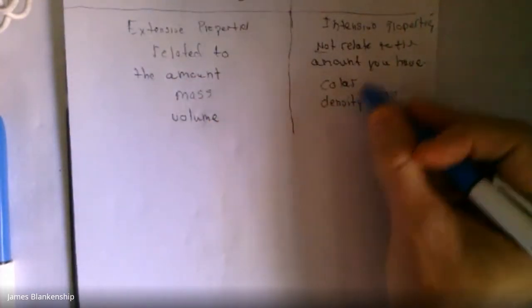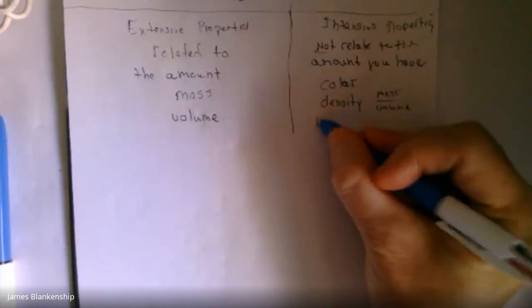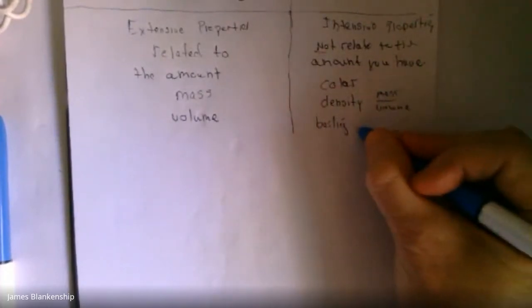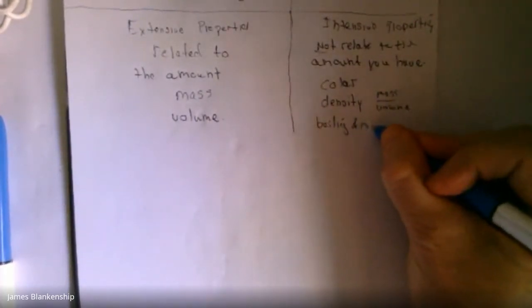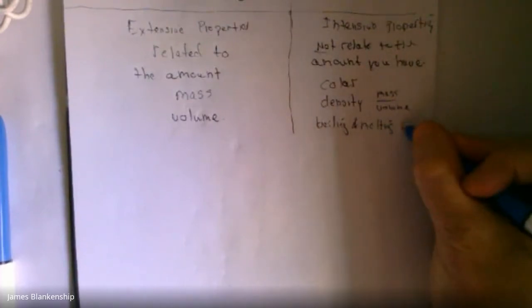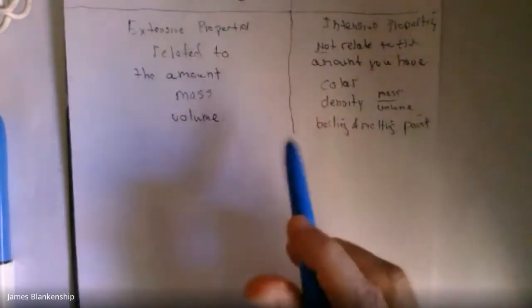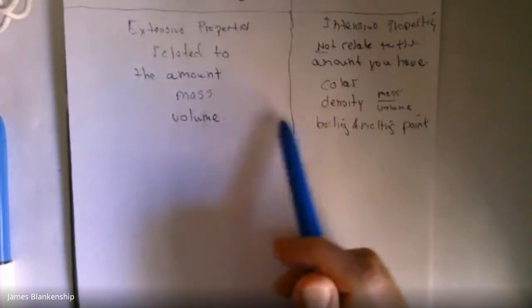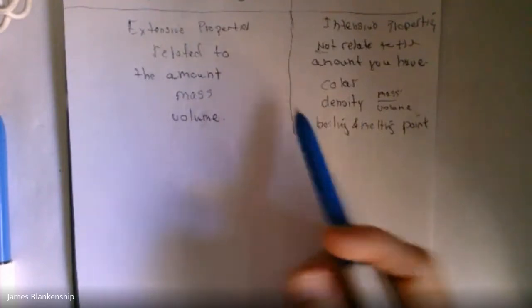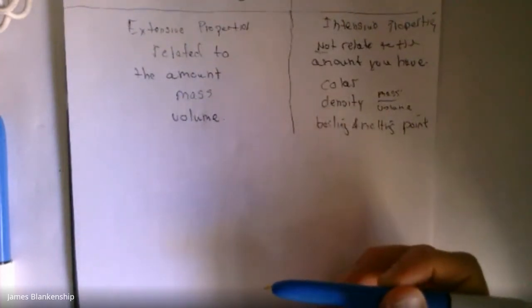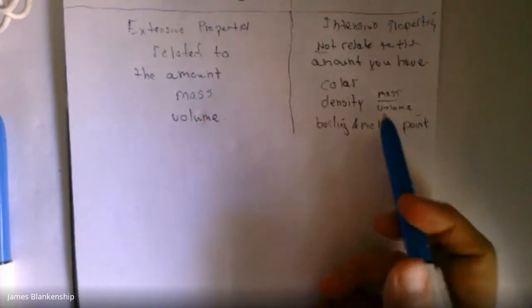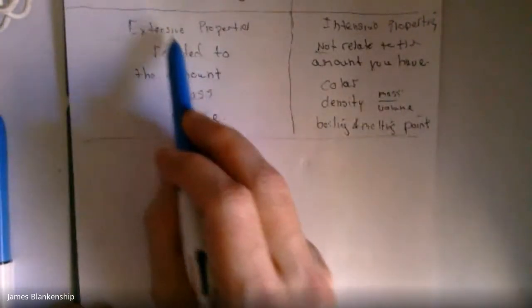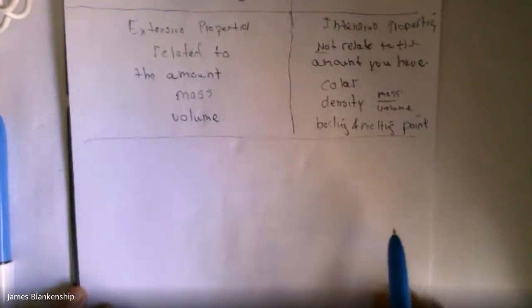Two last things about intensive properties would be your boiling point and your melting point. Think about water. Water at sea level is always going to boil at 100 degrees. Now, you may need to apply more heat to get more water to boil, but water is going to boil at sea level at 100 degrees. So these are intensive properties. They don't change with the amount. Extensive properties do change with the amount.